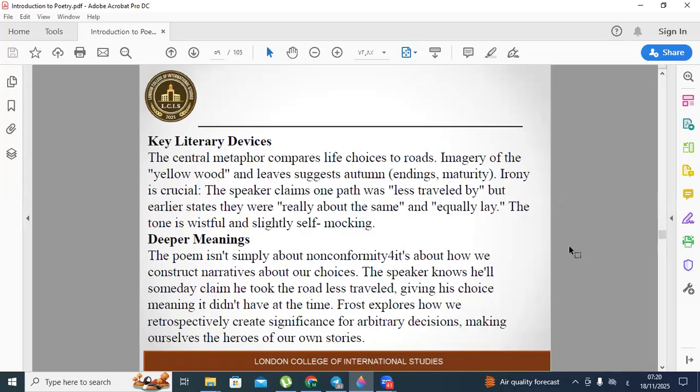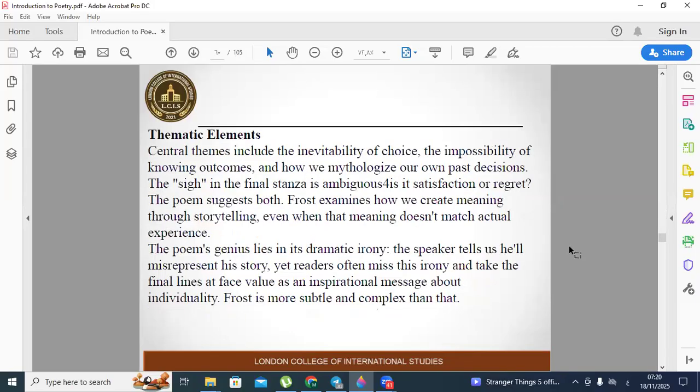The poem is simultaneously sympathetic to this human need for meaning and gently ironic about it. Now let's go to the thematic elements.